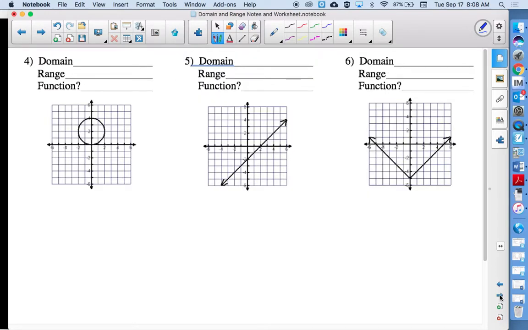So looking at the next set of graphs here, see if you can do the domain, the range, and whether it's a function. We got a circle. This looks like a circle. So there really isn't work for domain and range. It's a visual interpretation of the graph. How far does it stretch left and right? How far does it stretch from the bottom to the top?